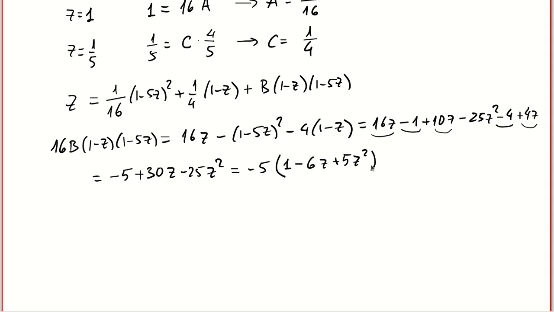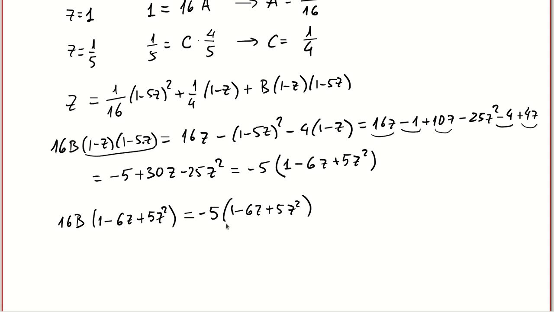Okay, now look at these two factors here and multiply them out. So we have 16b is equal to, multiply by 1 minus this times this plus this times this is 6z, and this times that is plus 5z squared. That is equal to minus 5, 1 minus 6z plus 5z squared. And as you can see, this factor is common. So we end up with b being minus 5 over 16.